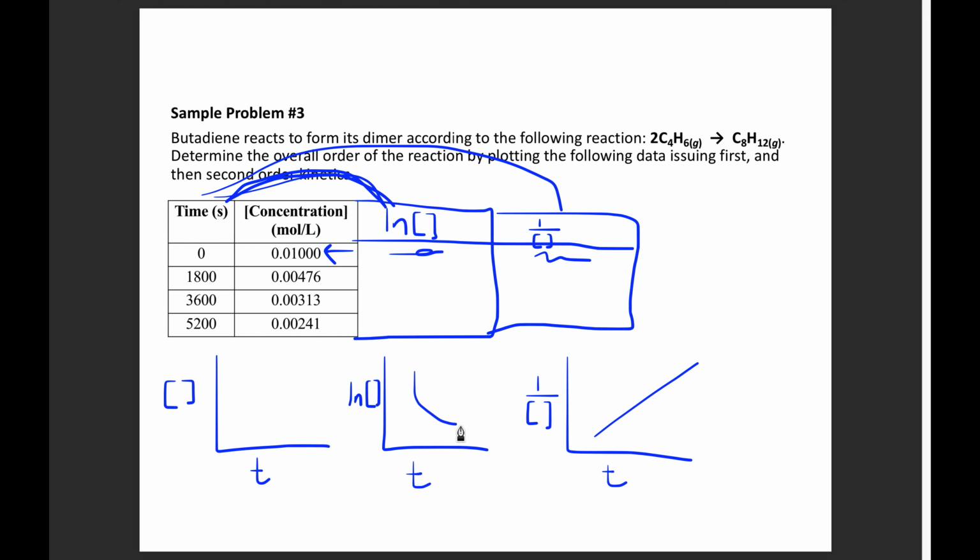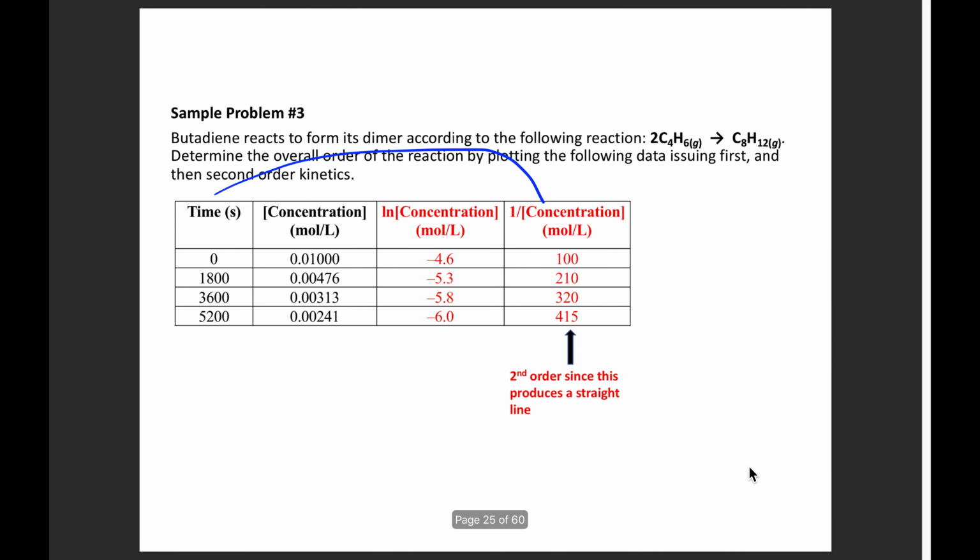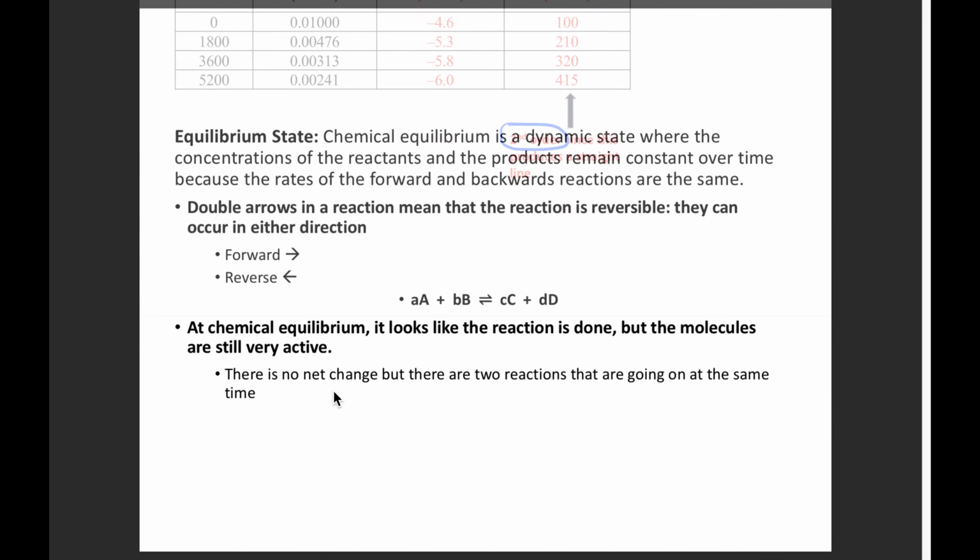These guys probably looked something like this or something like that. And so that tells me it's a second order reaction. Okay, so there's your answer there. Okay, so that's sample problem number 3.